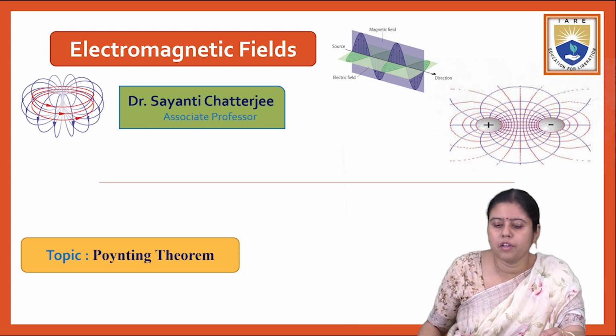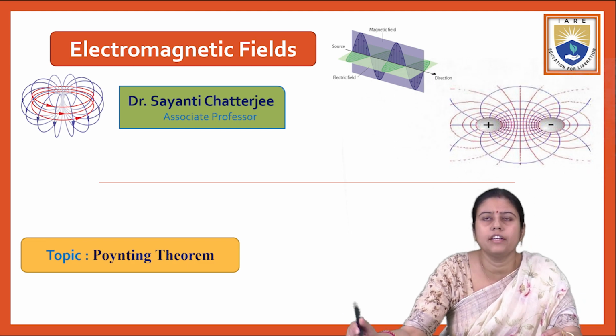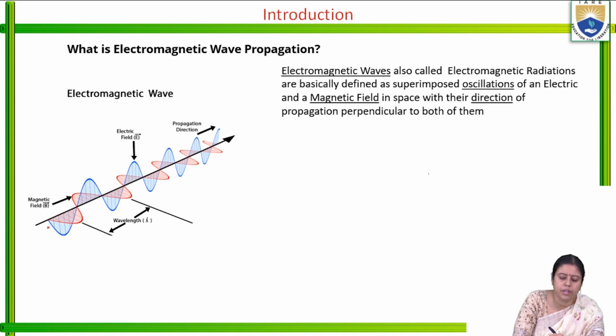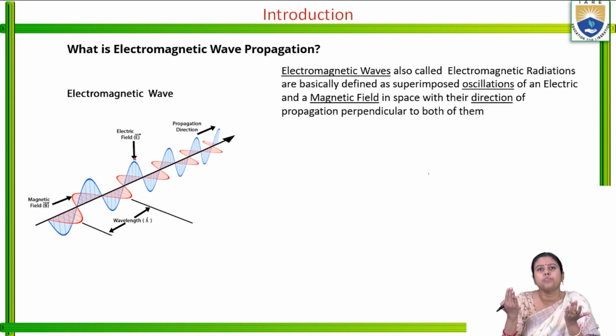So before Poynting Theorem, we will discuss what is the electromagnetic wave. Electromagnetic waves, also called electromagnetic radiations, are basically defined as superimposed oscillations of an electric field and the magnetic field in space, with their direction perpendicular to both of them. You can see here that the blue one is the electric field and the red one is the magnetic field. Two fields are superimposed and then we will get one electromagnetic wave.